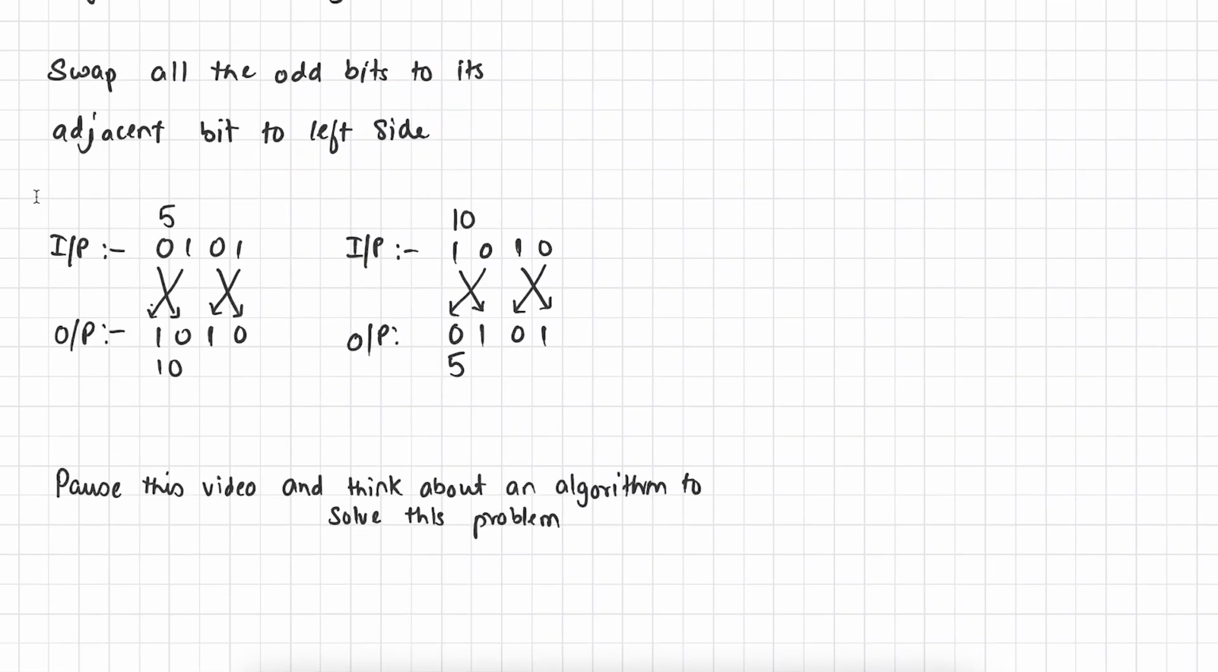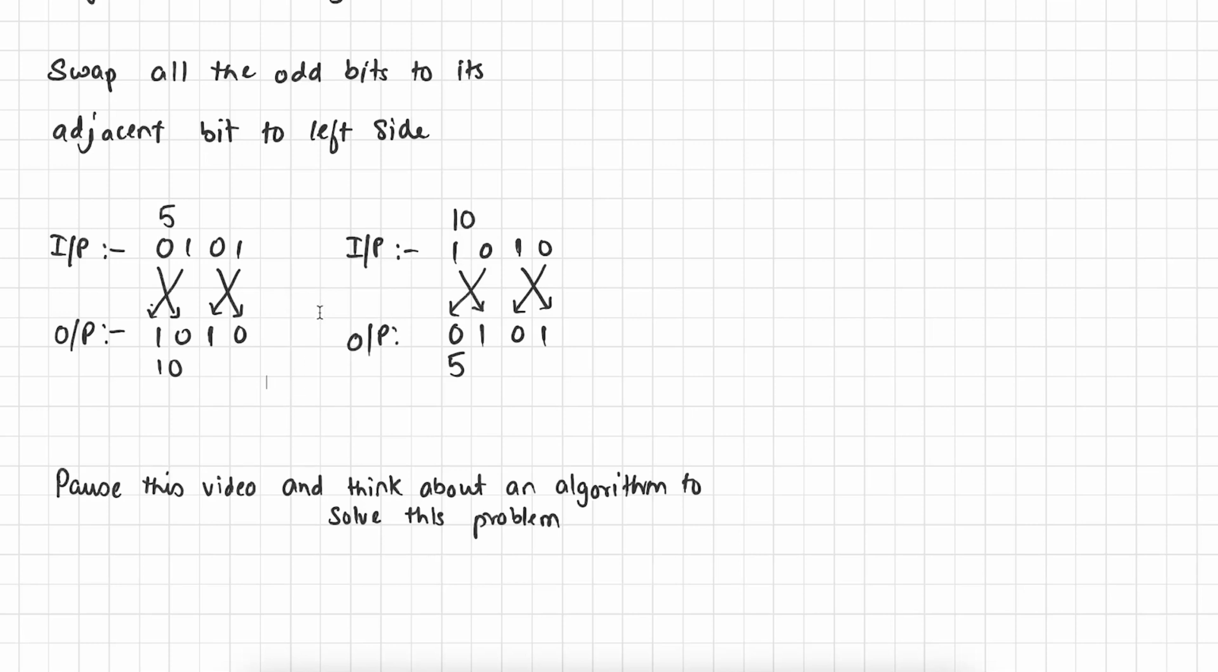Let's say we have 5 as input. The binary representation of 5 is 0101. If we swap all even bits to their adjacent right bits, and all the odd bits to their adjacent left bits, then our number becomes 1010. And the decimal representation of this number is 10.